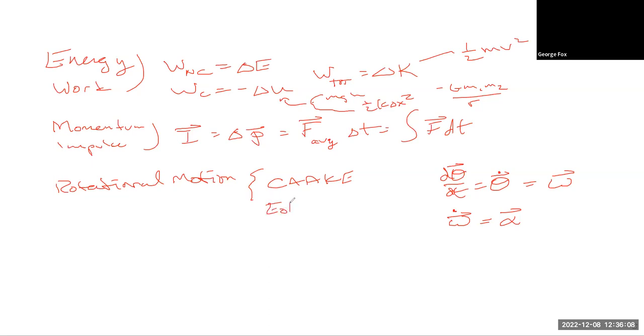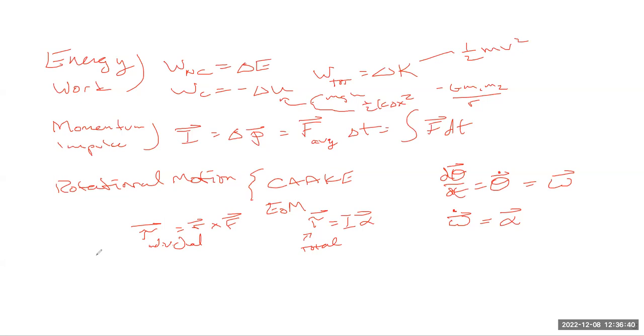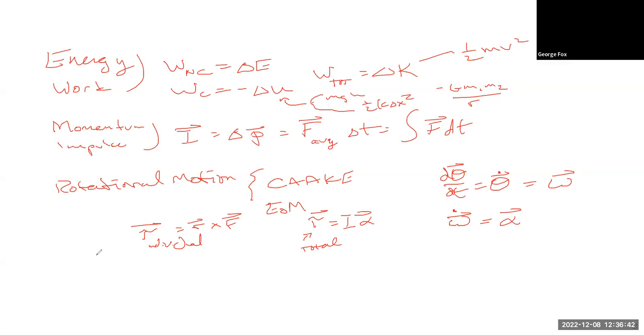And then there's the equations of motion with rotation involved, that the fact that torque, total torque, is equal to I alpha. So this is total. And then the torque of an individual, from an individual force, is equal to r cross F. And what is the alpha? Angular acceleration. Okay.